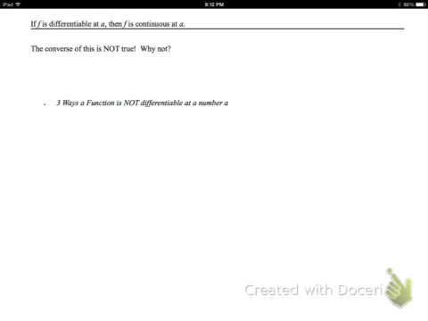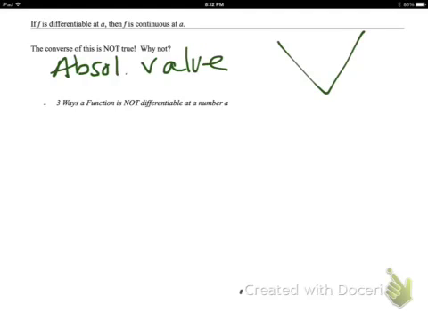Okay. Big idea. If f is differentiable at some number, then it has to be continuous. So if it has a derivative at a number, then it definitely has to be continuous. Now, the other way around is not true, because we just saw absolute value is continuous, but it's not differentiable at its point.